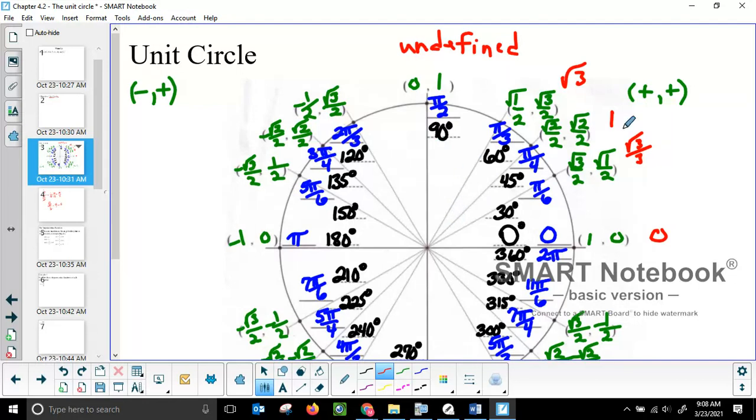All right, now from here, we just kind of reflect. So here, I do my y divided by my x. So it's going to be the same as here, but a positive divided by a negative is a negative. So this will be negative square root of 3. Reflect this over, it'll be negative 1. Reflect this over, it'll be negative square root of 3 over 3. This is still going to be 0.